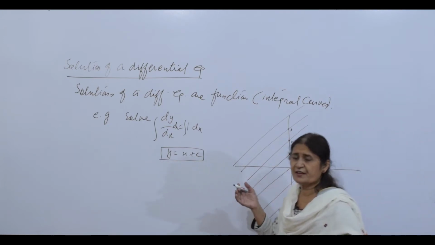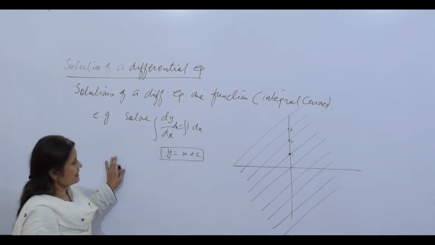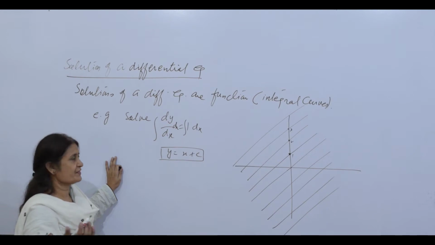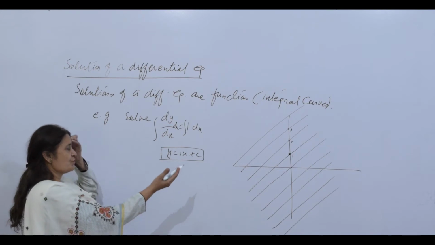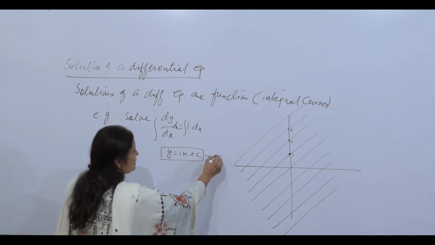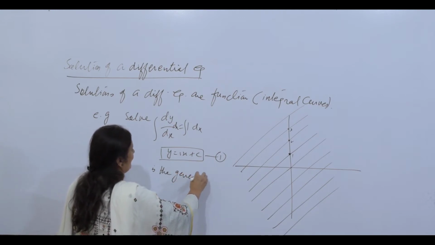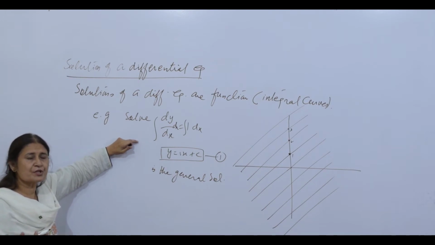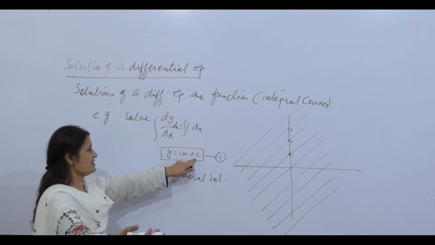So you are getting infinitely many solutions. By giving different values to c, you get infinitely many solutions, and these solutions are called integral curves, and these are parallel lines because the slope is 1. So this equation is the general solution of the differential equation. If I say find the general solution, there must be a constant of integration on the right-hand side where there is x.